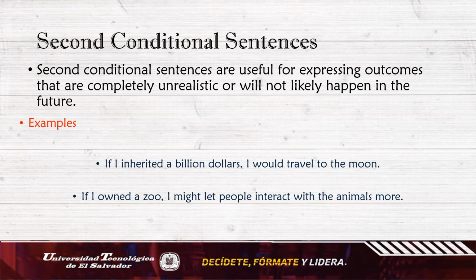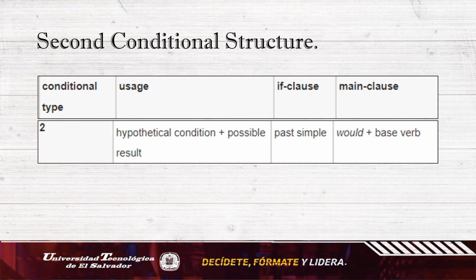Notice that the correct way to structure second conditional sentences is to use the simple past tense in the if clause and a modal auxiliary verb in the main clause, the one that expresses the unrealistic or unlikely outcome. In the following chart, you can see the structure of the second conditional.